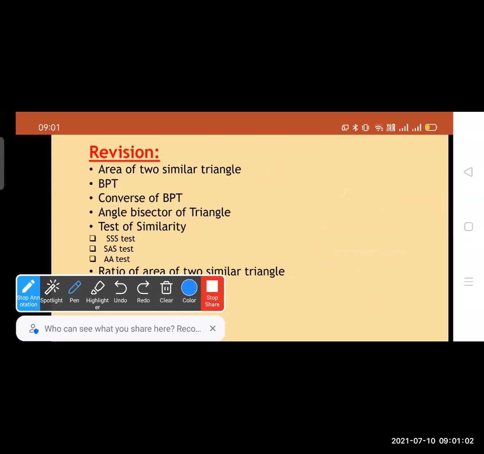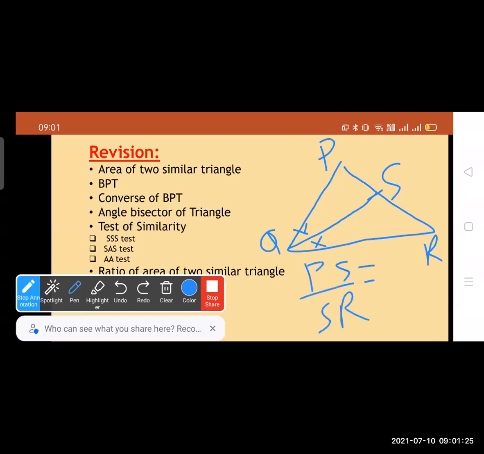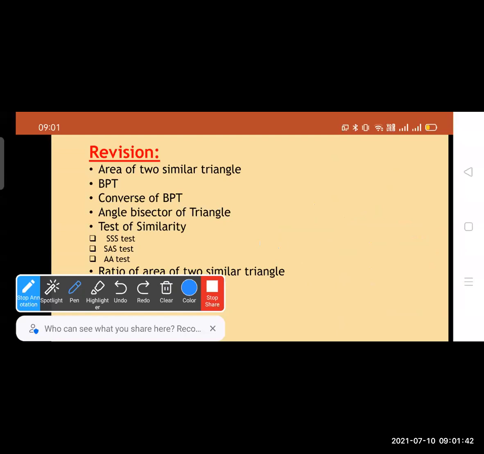Then we discuss the next topic, the angle bisector of a triangle. For this, we draw the triangle and this one is the angle bisector. Suppose this is the triangle PQR and this is S. This is the angle bisector. So in the angle bisector, we write PS by SR is equal to PQ by QR. Okay. Means this line divides the opposite side into two parts, and the ratio of these two parts is always equal to the ratio of the remaining sides.